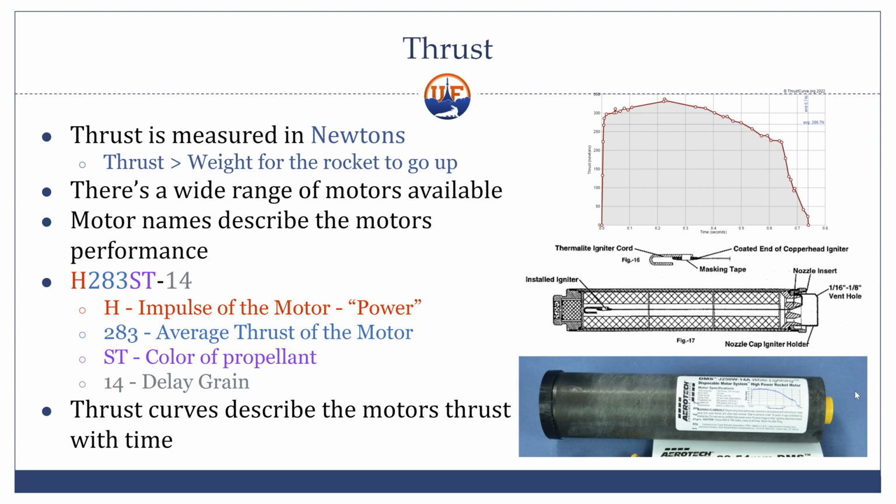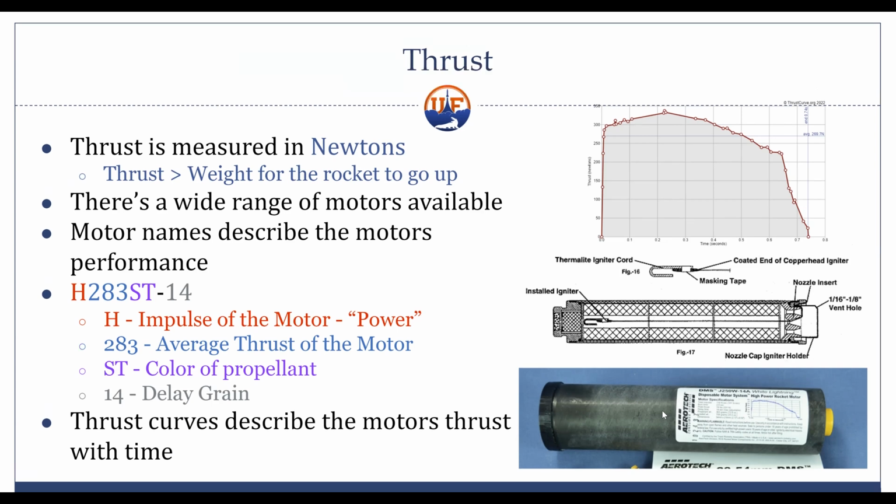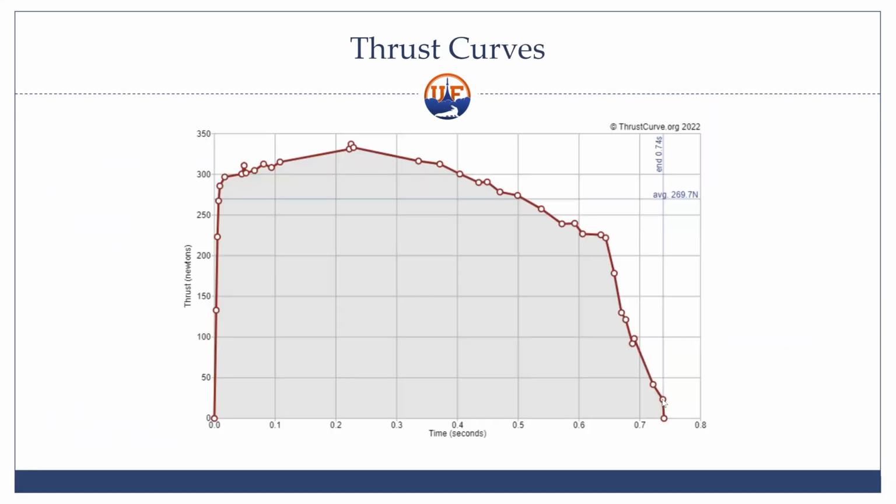So this is kind of nice, but we need a little bit more information in terms of how we actually determine what motor is better than the other. So what we'll look at are thrust curves to determine how the motor is actually going to behave. So here on the right is a thrust curve. You can see it changes with time. So let me show you that graph in a little bit bigger scale.